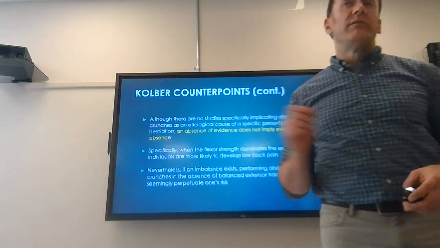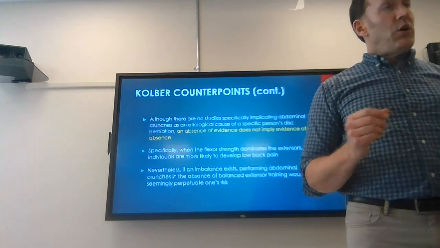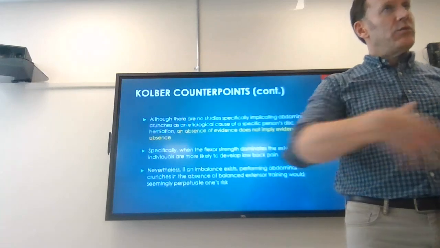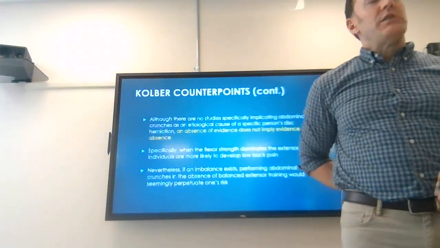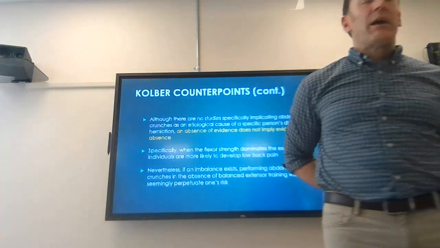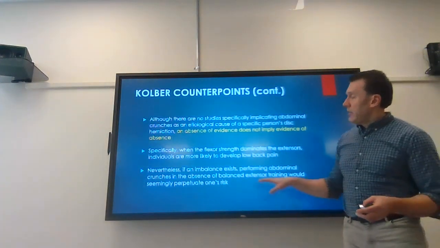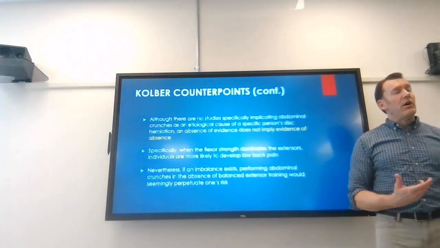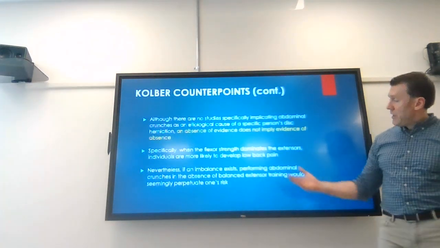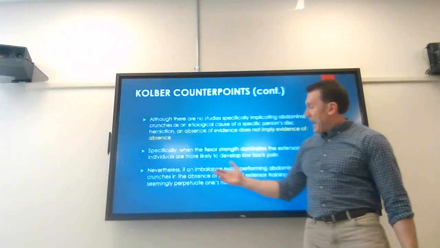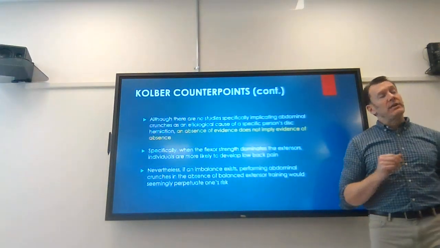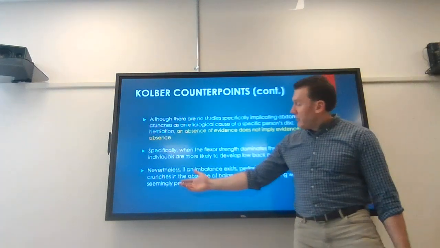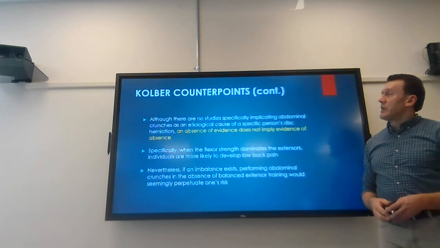There's actually normative tables that show evidence that if you have really strong anterior and really weak posterior, you're at greater risk for low back problems. So that's what he's saying down here. If an imbalance exists, in other words, you already have really strong abdominals in the front, performing abdominal crunches in the absence of balanced extensor training, so he's saying we need to do more back here to balance it out, would seemingly perpetuate one's risk.